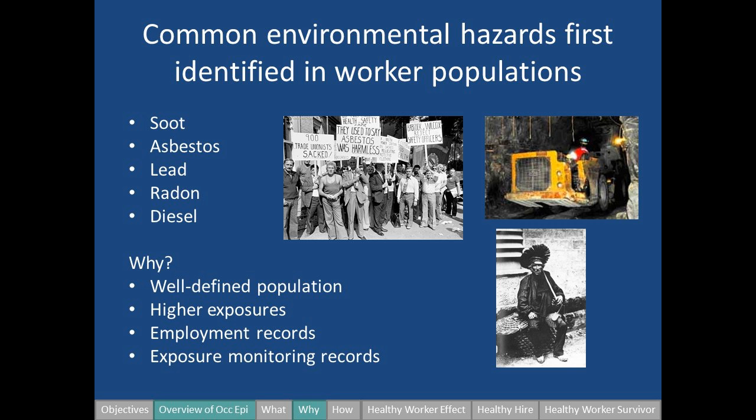So why is this the case? Well, workers tend to be a well-defined population, and they also tend to have higher exposures. With these higher exposures, we are more easily able to detect an association between an exposure and a health outcome. Also, the availability of employment records and exposure monitoring records allows us to better capture the exposure information, and then you can use that to link it with the outcome.